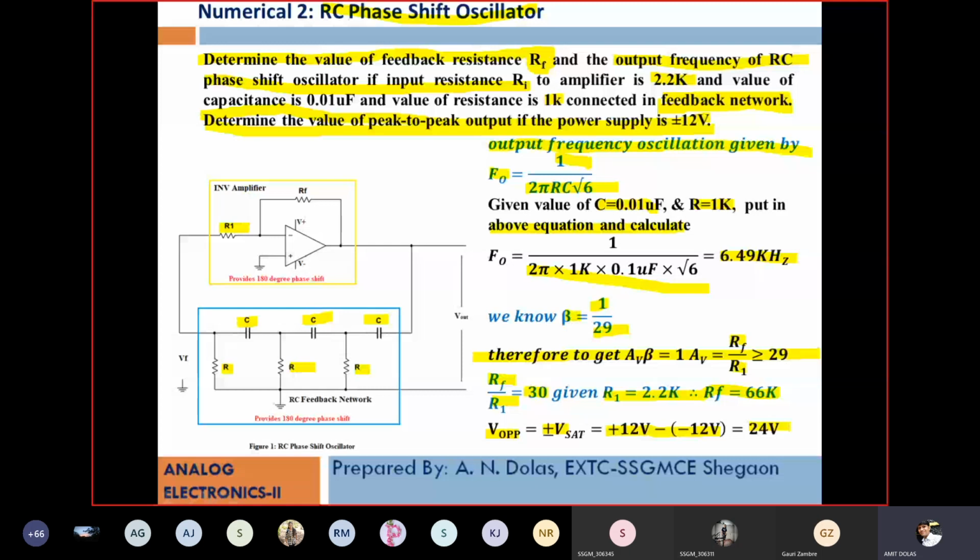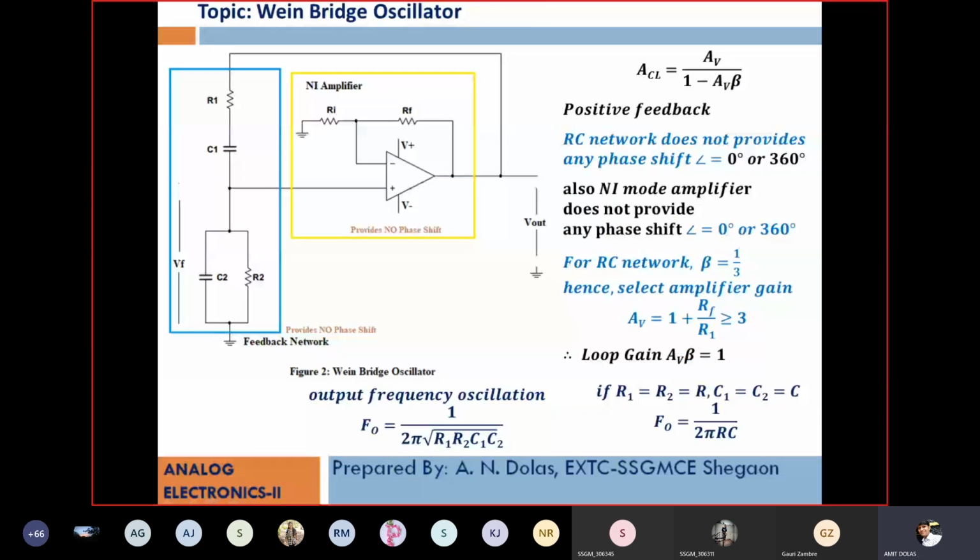In a design problem, only the output frequency is given, and accordingly you have to choose all the values. But here R1 is also given, and component values are given, and output frequency is calculated. So this is the reverse process. The next topic is the Wien bridge oscillator. This also comes under RC oscillators.